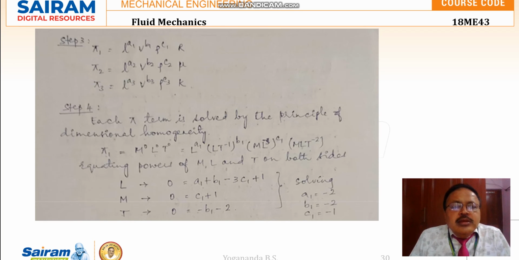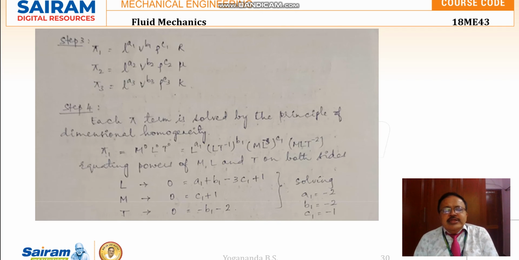And R is the resisting force. Force is nothing but mass into acceleration, so it is written as mass M times acceleration, meter per second square. Meter is length, so L divided by T square, that is L T to the power of minus 2.